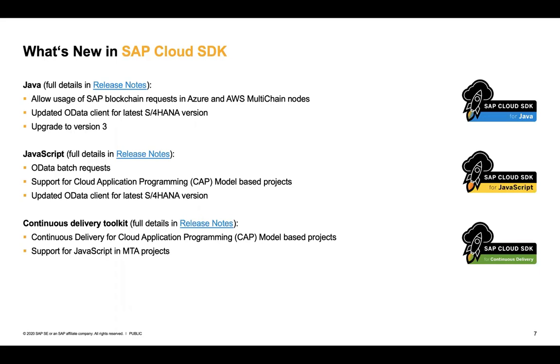For the JavaScript side, we added support for OData batch requests. And the highlight here is support for the cloud native application programming model. So if you leverage the cloud application programming model, you can do so in a JavaScript project as well. And on the continuous delivery side, we also support cloud application programming model based projects. So this is really what we did in the last month. And as usual for JavaScript as well, we followed the S/4HANA API updates.